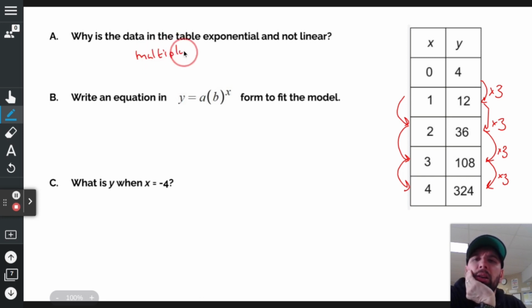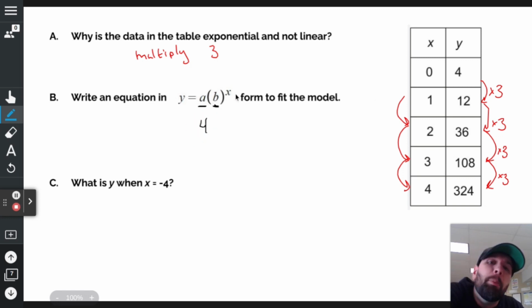Multiply by 3. Write an equation in y equals a times b to the x form, so exponential form, to fit the model. This is what we begin with, and this is our multiplier. A is what we begin with at time 0. So when x is 0, y is 4, so a is 4. B is our common ratio, our multiplier. Since we multiply by 3 every single time, I get y equals 4 times 3 to the x.